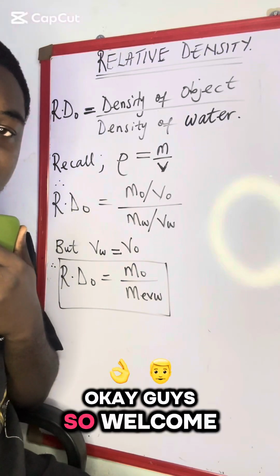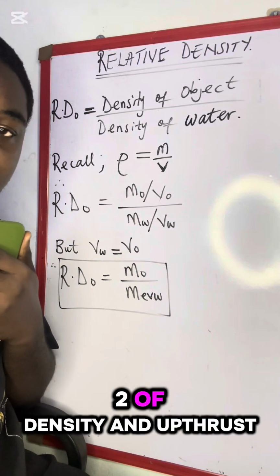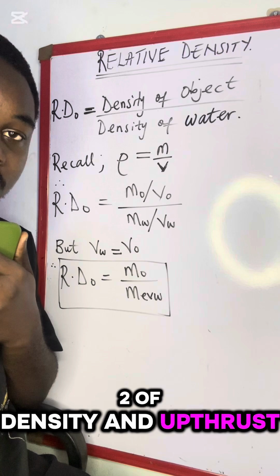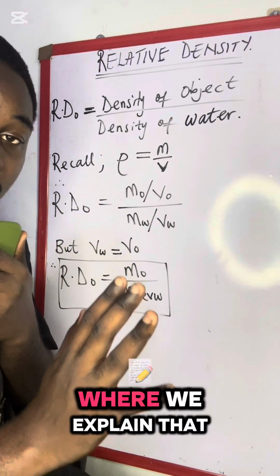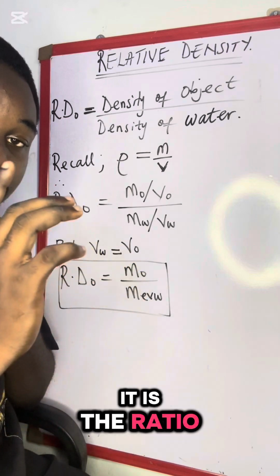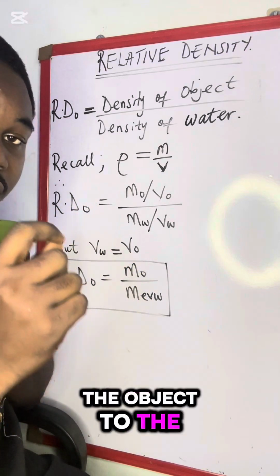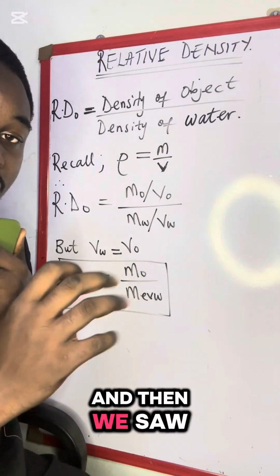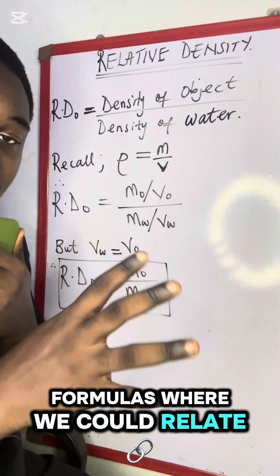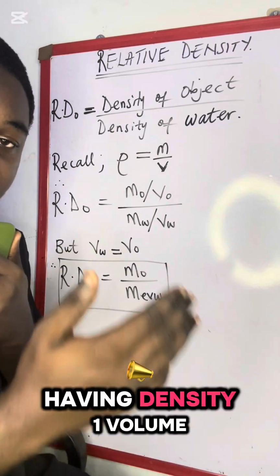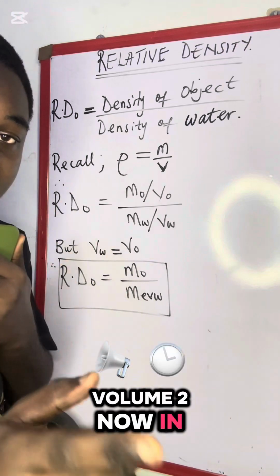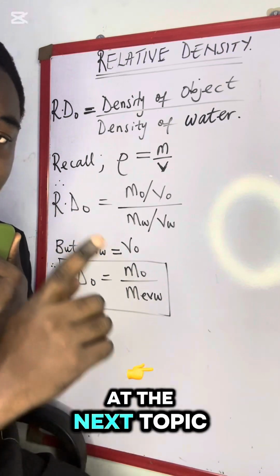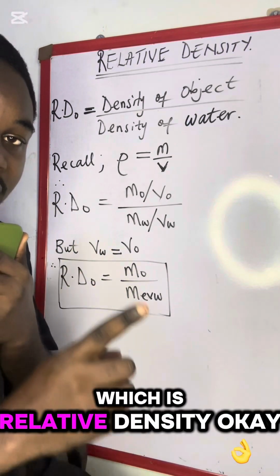Okay, guys, so welcome back to part 2 of density and upthrust. From our previous video, we've explained all about density, where we explained that it is the ratio of the mass of the object to the volume of the object. And then we saw formulas where we could relate different circumstances having density 1, volume 1, and density 2, volume 2. Now, in today's class, we're going to be looking at the next topic, which is relative density.